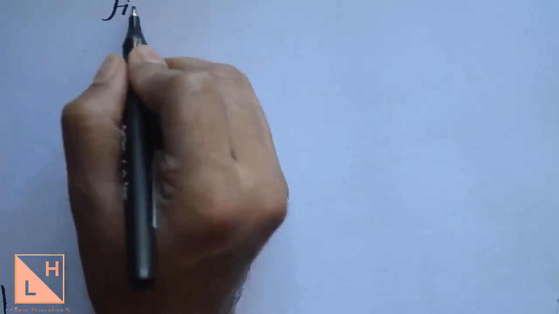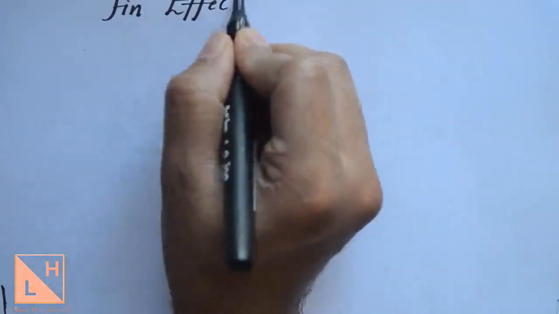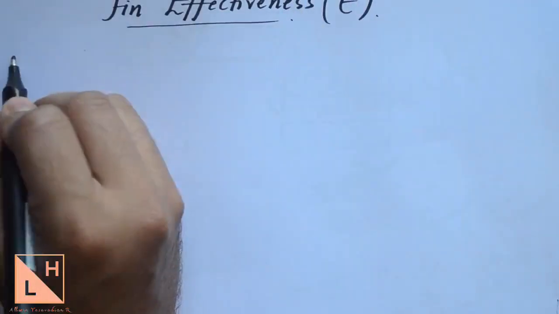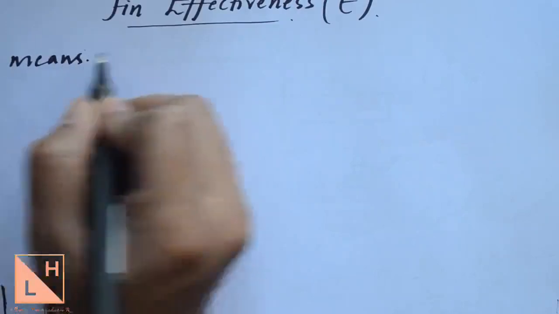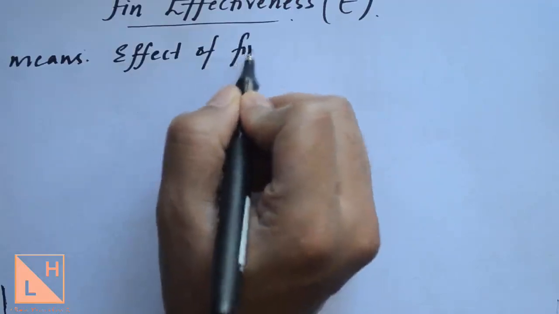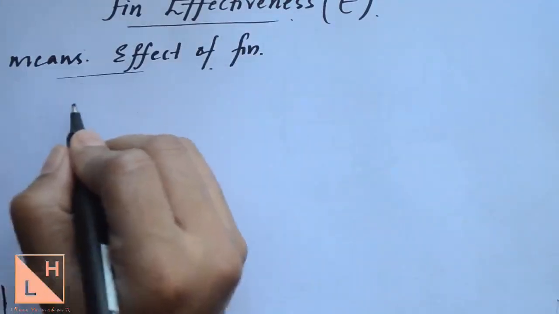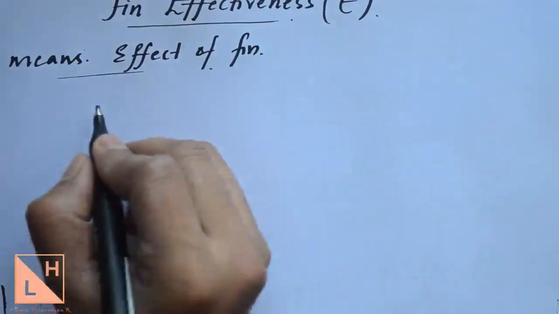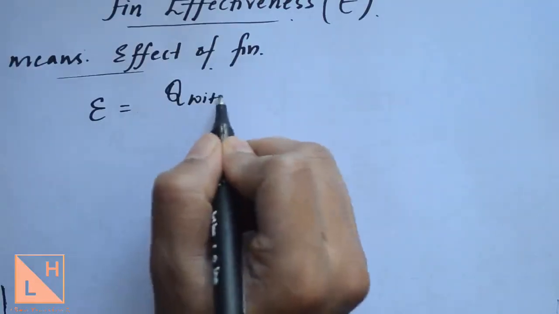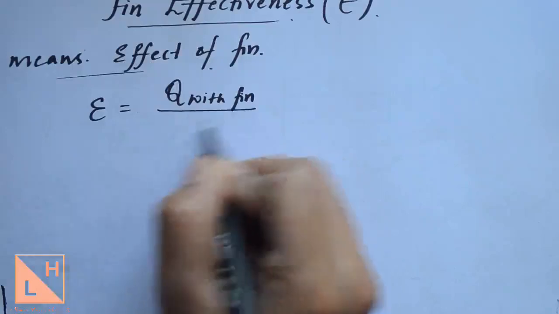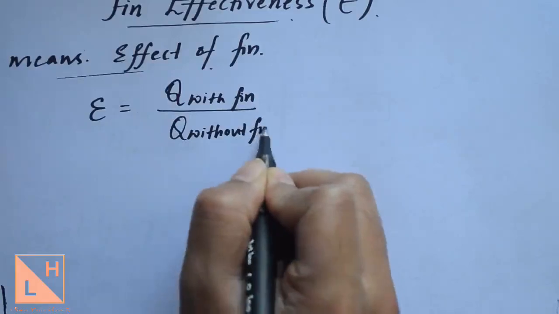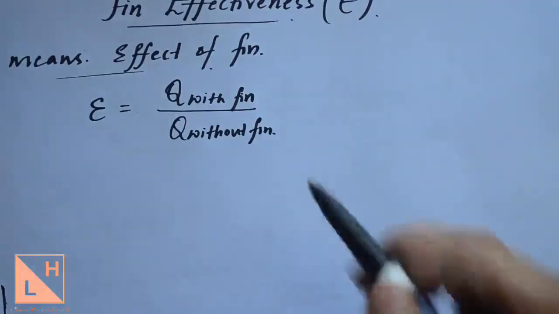One more parameter which is very important while analyzing the fin is called fin effectiveness. This is a parameter represented by the symbol epsilon. This fin effectiveness simply means the effect of the fin. What is the effect of having a fin on a surface which is at higher temperature? We'll be able to calculate this effectiveness of the fin with this expression: epsilon equal to the heat transferred with fin over the heat transferred without fin. So this would give us the effect of the presence of a fin.